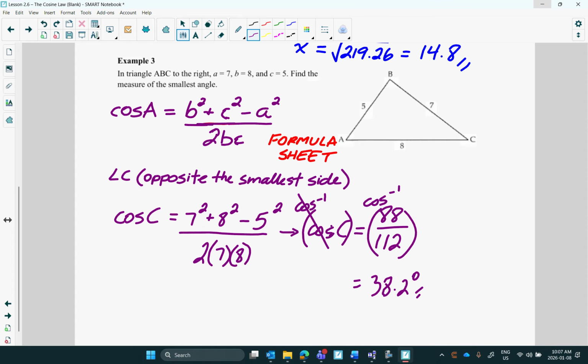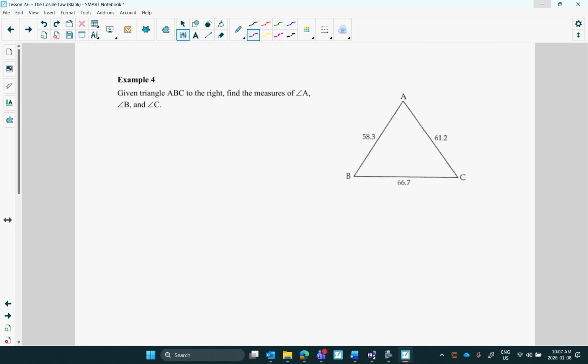So one more example where we practice finding missing angle. And again, we can see that we're given all 3 sides, and this time we're actually asked to find all 3 angles. So we could find 2 of the angles using cosine law, and then once we know 2 of the angles, we can just add them together and take it away from 180 to find the 3rd missing angle. So let's start with A.